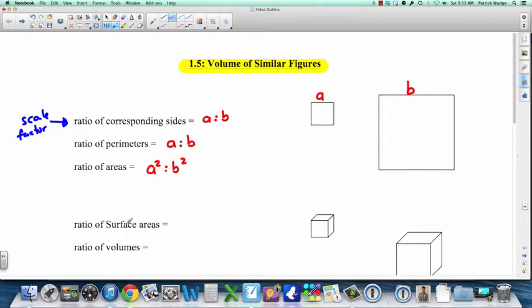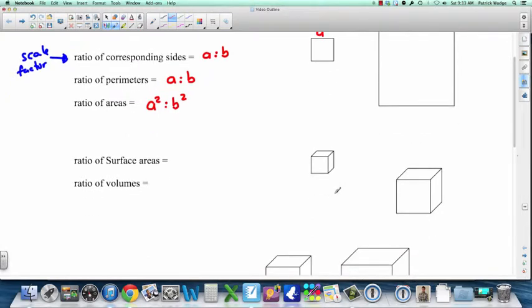And the last thing we saw in our last lesson is the ratio of surface area. We wouldn't be able to use these two shapes because these don't have surface area, they just have area. But if we look at these three-dimensional shapes, which do have surface area, and we call this side length A and this side length B, then obviously the ratio of corresponding sides is still A to B. But the ratio of the surface areas, we learned this last time, would be, again, A squared to B squared.